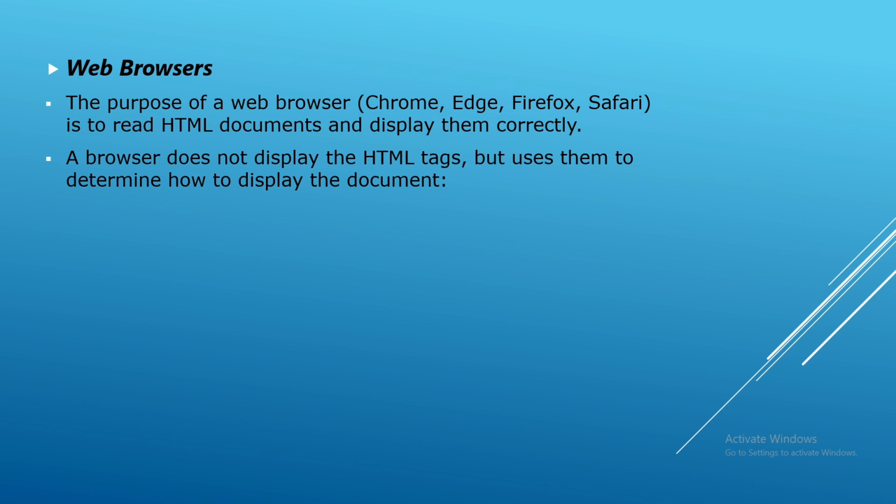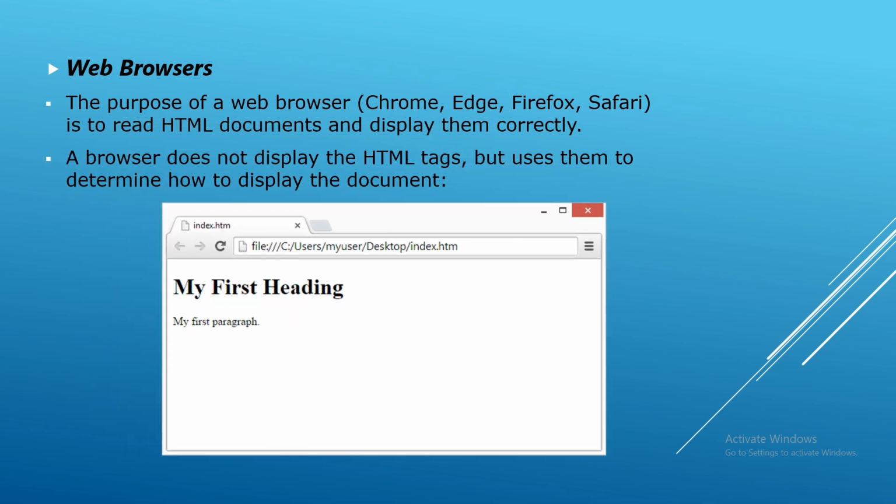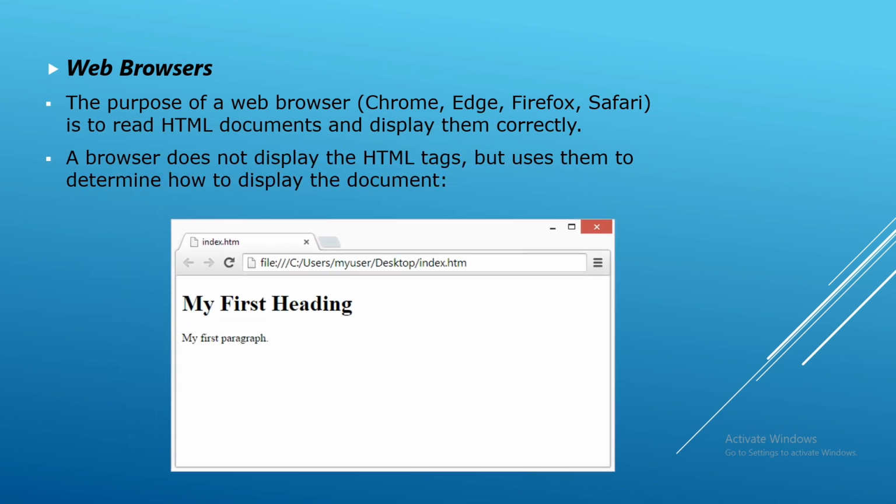A browser does not display the HTML tags, but uses them to determine how to display the document. So a browser does not display the HTML tags like the start tag, then we add some content, and again we end the tag. It will not display the whole tag. It will determine the tag and display it in the web browser. So here's an example. It will display like this.